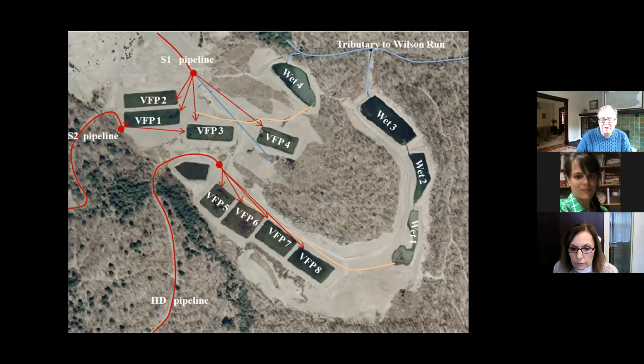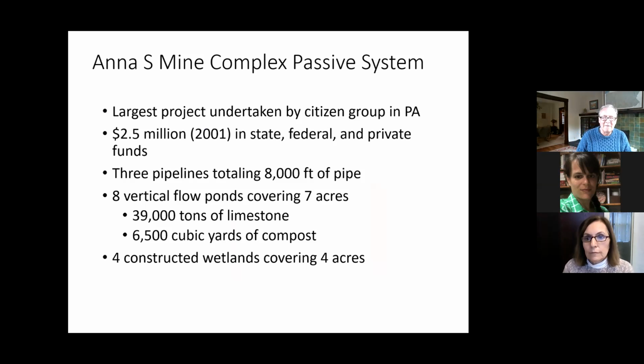So very cool place. Now the North Country Trail goes right through the treatment system. It's very accessible. You can get up here, and if you go for a walk on the North Country Trail in Tioga County, you should definitely make a point to go look at the treatment systems. So this is a big deal.